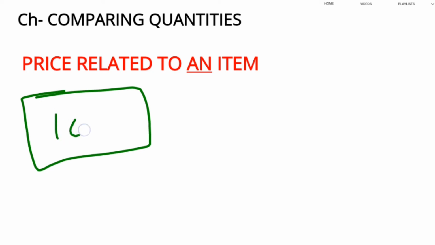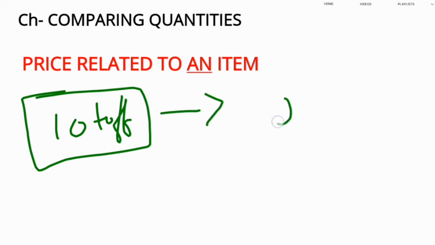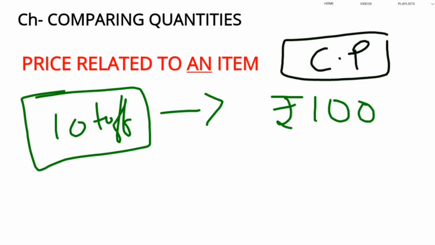सपोज उस बॉक्स में 10 टॉफ़ीज़ थी एंड आपने सोचा कि बिजनेसमैन बनूंगा या बिजनेस वुमेन बनूंगी. सो आप वो टॉफ़ी का बॉक्स खरीद के लाए और आपको शॉपकीपर ने वो बॉक्स दिया ₹100 का. तो ये 100 रुपीज़ अब आपके लिए कौन सी अमाउंट होगी? ये 100 रुपीज़ आपके लिए कॉस्ट प्राइस होगा, बिकॉज आप इस प्राइस पे चीज़ को खरीद के लाए हो.